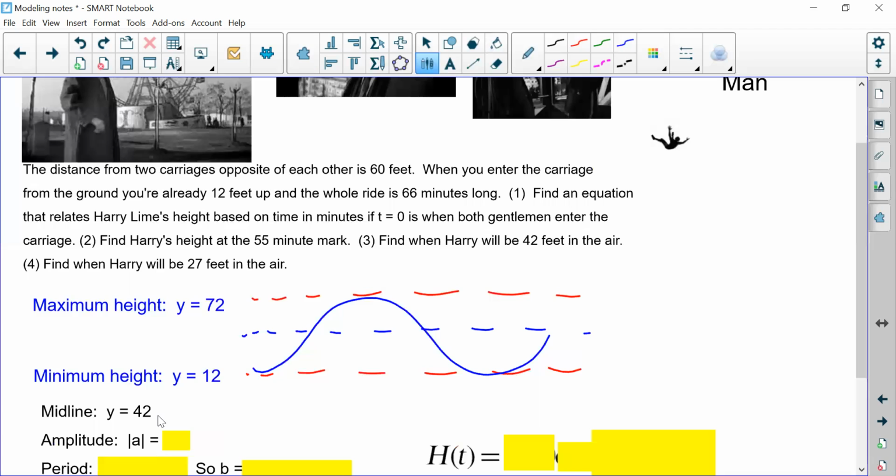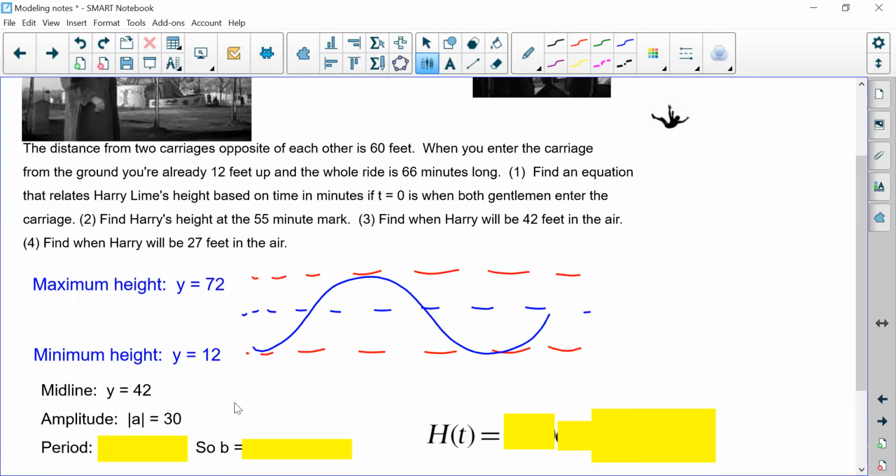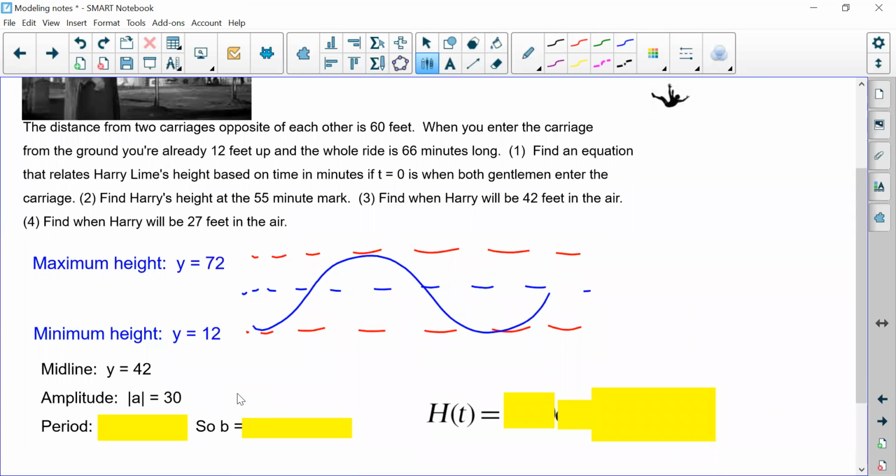If you know the midline, then you know the amplitude. You know the midline, you know the middle, which is 42. Well, how far from 42 do you need to go up to reach the max or to go down to reach the minimum? You'd have to travel 30. So the amplitude is 30. All right, now is this cosine or is this sine? We're starting at the bottom. So is this cosine or is this sine? It is cosine, very, very good.